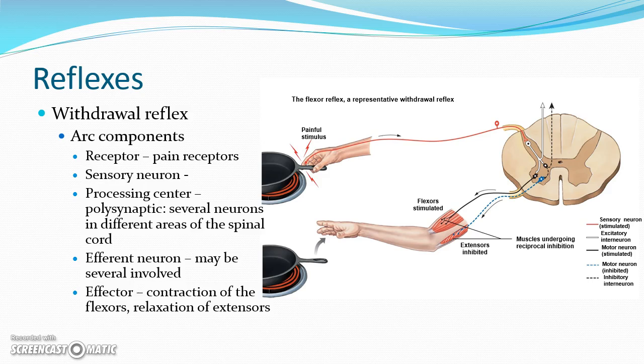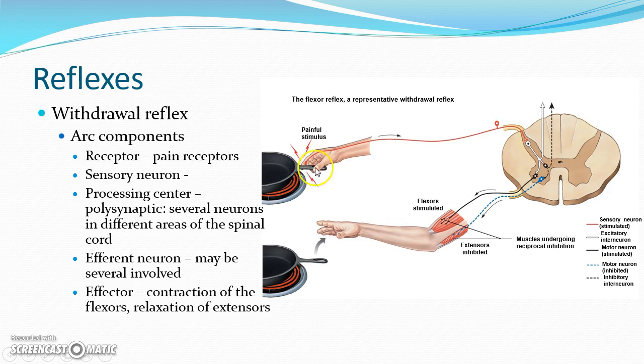In the withdrawal reflex, the receptors are usually pain receptors, and the signal is carried to the spinal cord over a sensory neuron. In the spinal cord, many spinal segments are involved through the use of interneurons. Then information is carried away from the spinal cord over the motor neuron, or neurons. There are usually at least 2 motor neurons, one to the flexors and one to the extensors, plus others that go to different segments of the spinal cord.